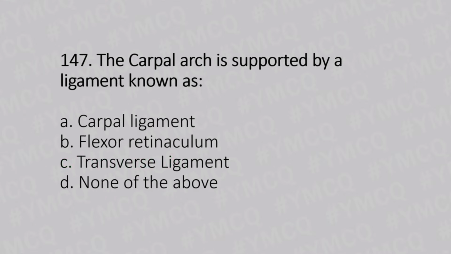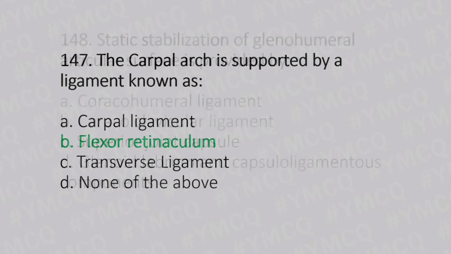Now let's move to question number 147. The carpal arch is supported by the ligament known as: option A, carpal ligament; option B, flexor retinaculum; option C, transverse ligament; option D, none of the above. And the answer is option B, flexor retinaculum.